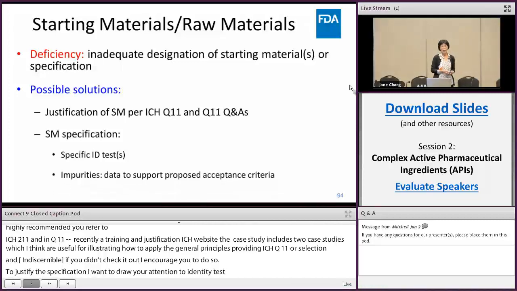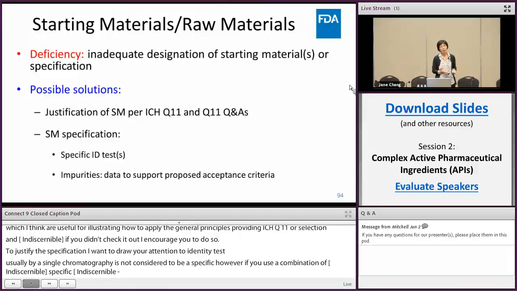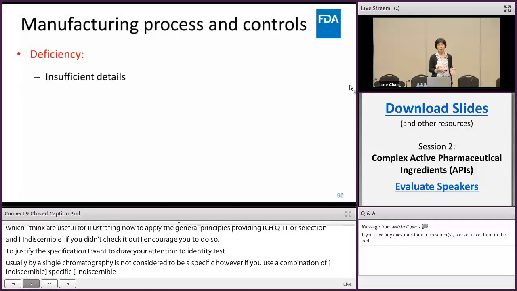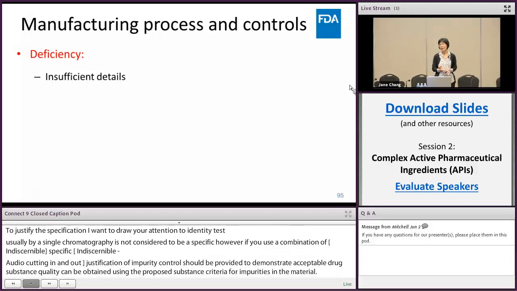For justification of impurity controls in the starting material, data should be provided to demonstrate that the acceptable drug substance quality can be obtained using the proposed acceptance criteria for the impurities in the starting material. I will now move on to the issues related to manufacturing process and control. Usually the issues are due to insufficient details.